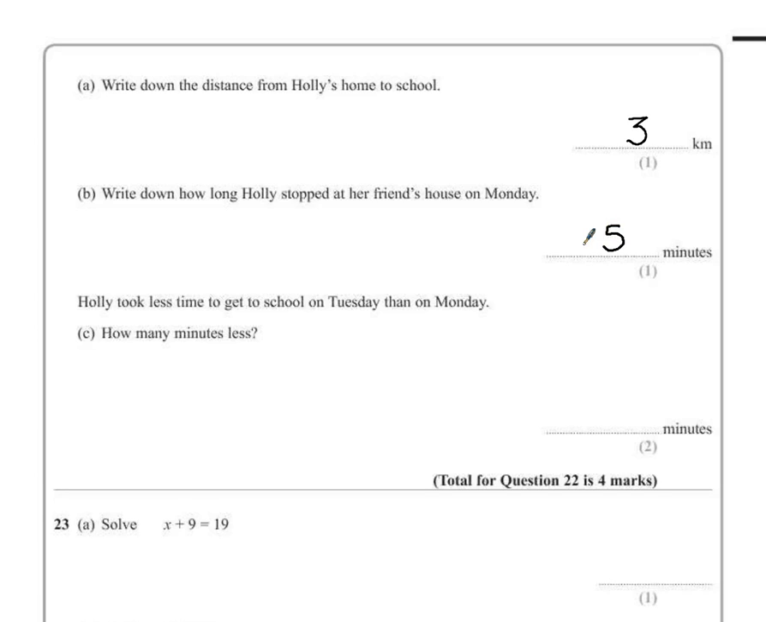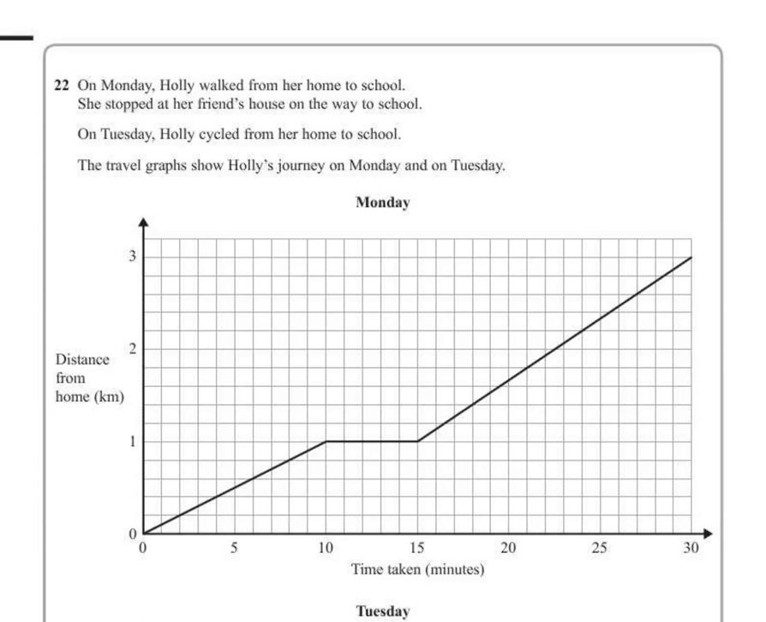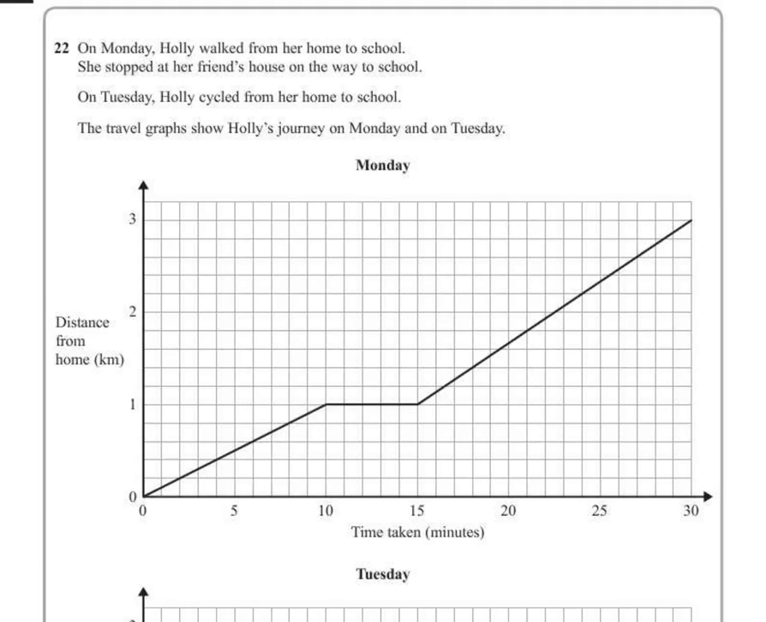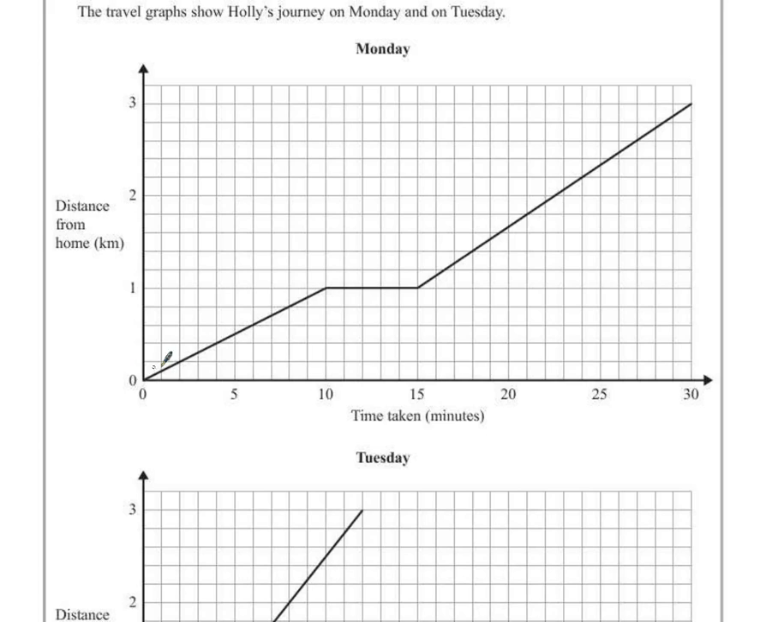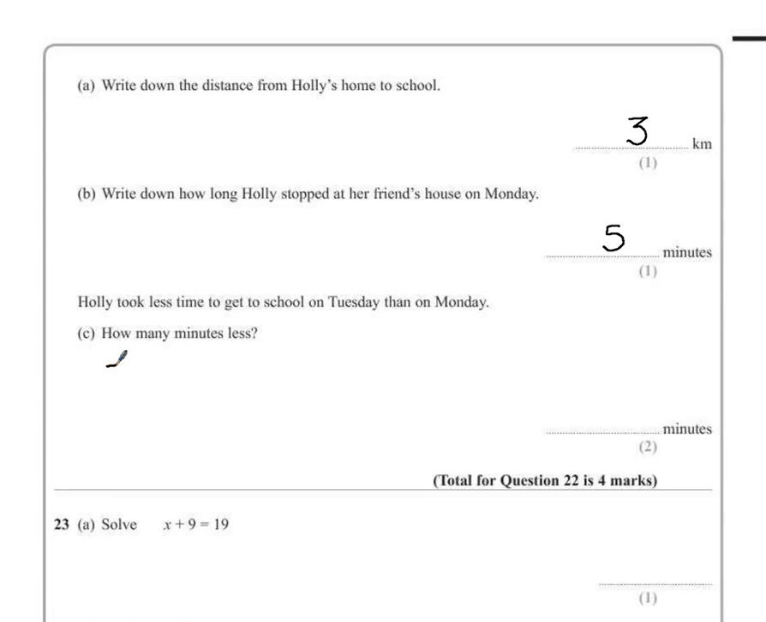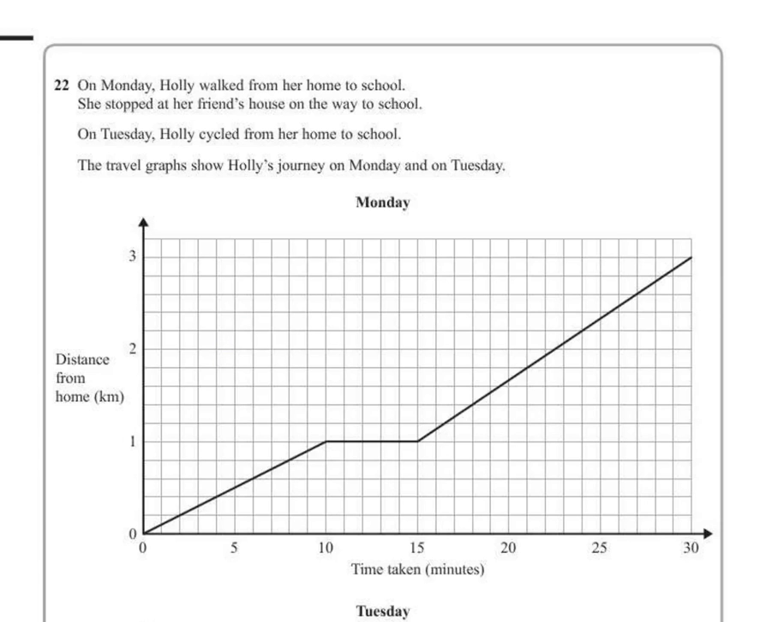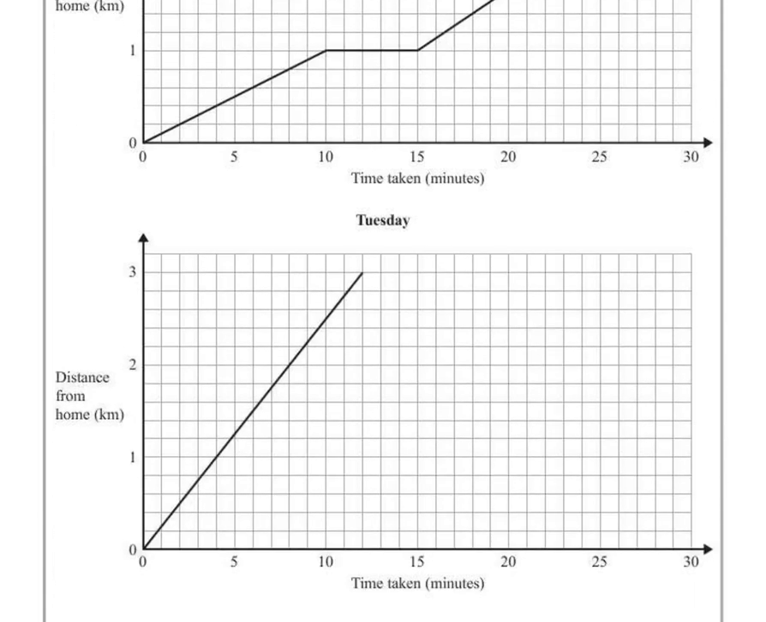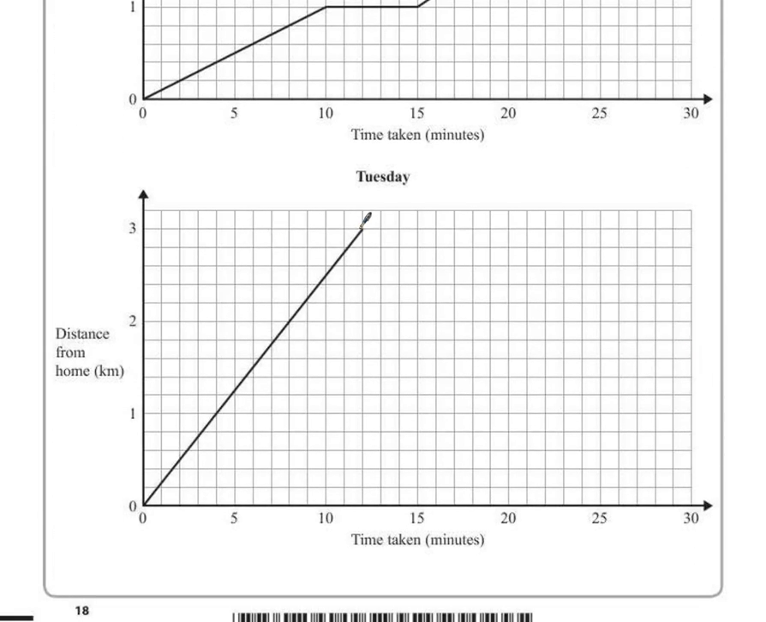Holly took less time to get to school on Tuesday than on Monday. Question C, how many minutes less? So if we look at the first graph for Monday, we can see that the time taken is 30 minutes. So I'm going to go back to the question and write that down. Start off, 30 minutes is the longest she took when she walked. And she cycled, she got to school here, and if we follow down the line, we can see that it only took her 12 minutes to get to school.